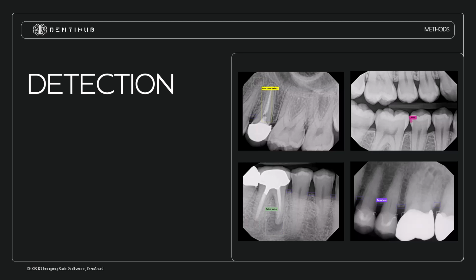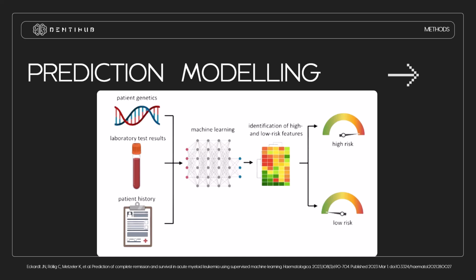Object detection is the process of finding possible lesions or abnormalities in images. This is usually accomplished by projecting these lesions' locations as bounding boxes. Finally, prediction modeling can be used to make predictions based on historical data. For example, predicting the success or failure rate of certain treatments.